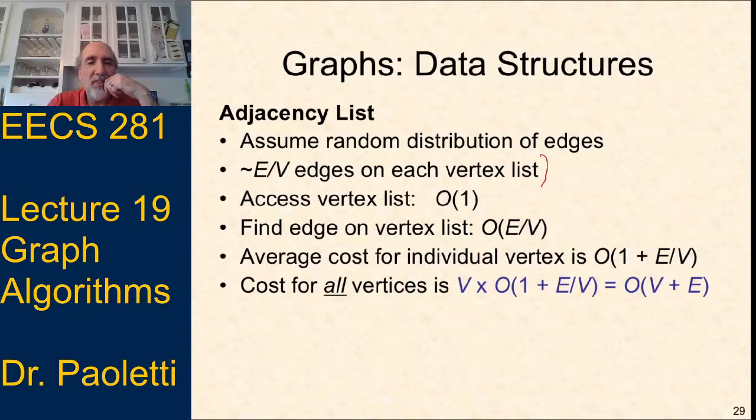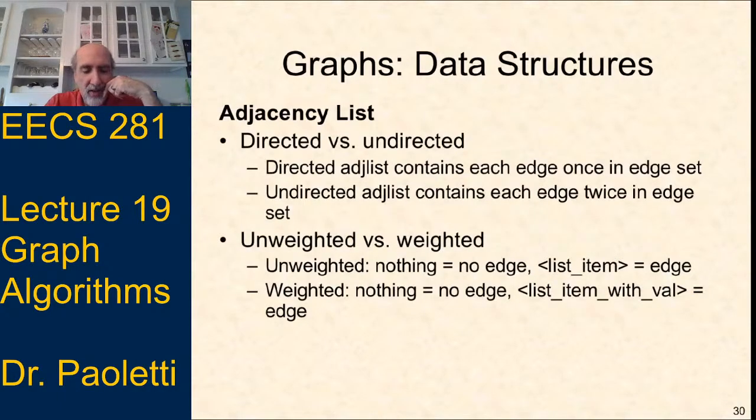So when we look at the actual cost, it's really not the E divided by V approximation. It also depends on whether we have an undirected or directed graph. In the adjacency list, in a directed graph, every adjacency list contains each edge once in the set of all edges. In an undirected graph, every one is in there twice. We're going to look at an example on the next slide.